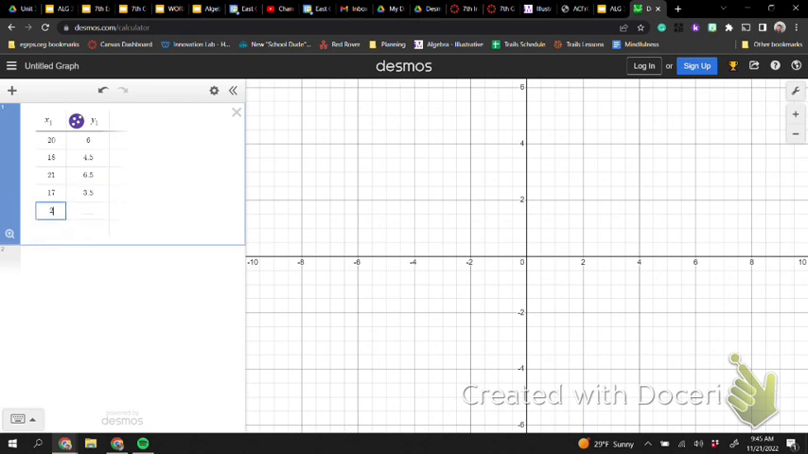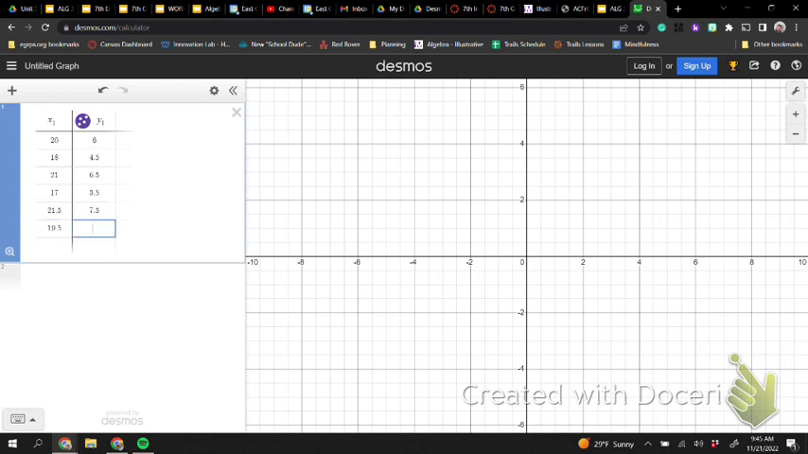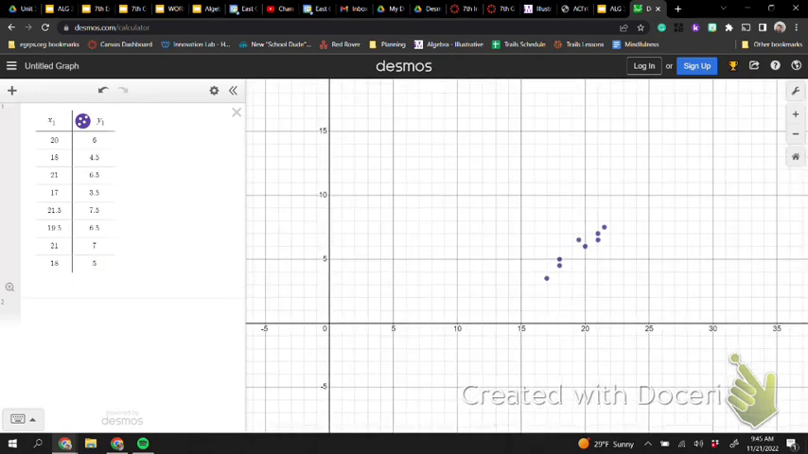Next one, 21.5, 7.5. Next one is 19.5, 6.5. And I got 21.7 and 18.5. And you're like, hey, Mr. Mack, it's not graphing any of those points. Yeah, it is. Okay, right here. So this next part is how we're going to get the line of best fit.